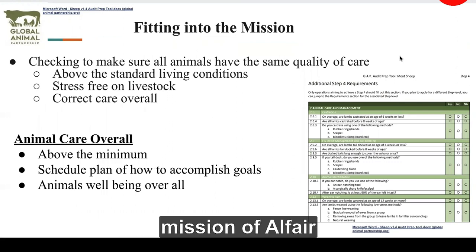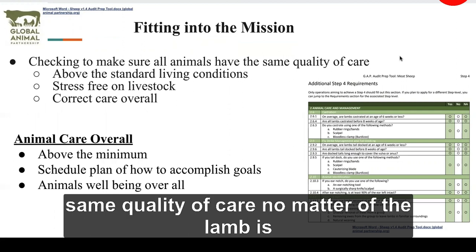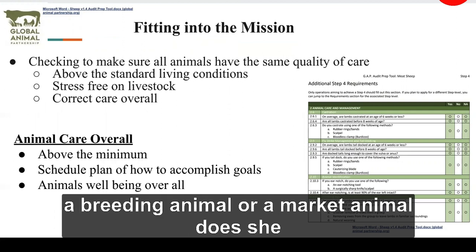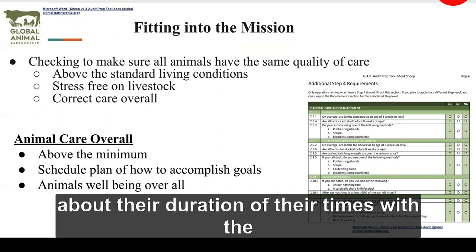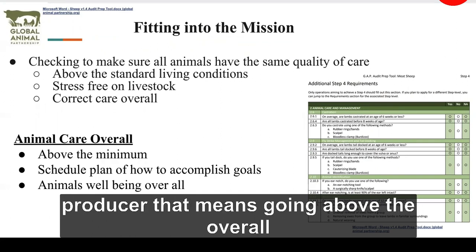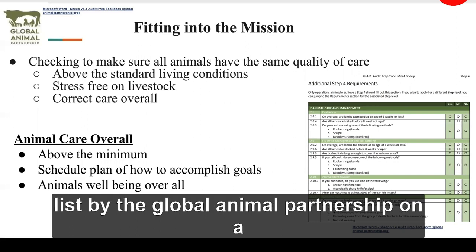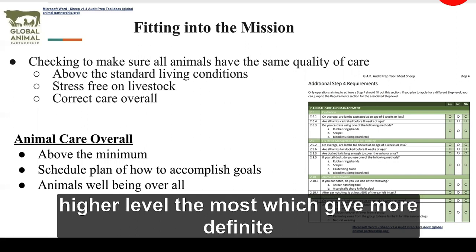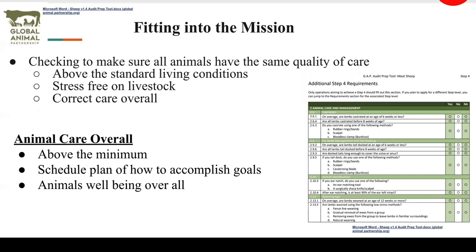Fitting into the mission of welfare, checking in to make sure all animals have the same quality of care. No matter if a lamb is a breeding animal or a market animal, the sheep are given the same level of welfare and care throughout the duration of their time with the producer. That means going above the overall level of care that is seen now. These welfare lists by the Global Animal Partnership are on a higher level than most, which gives more definite detail and brings the overall welfare of the animal to a higher level.